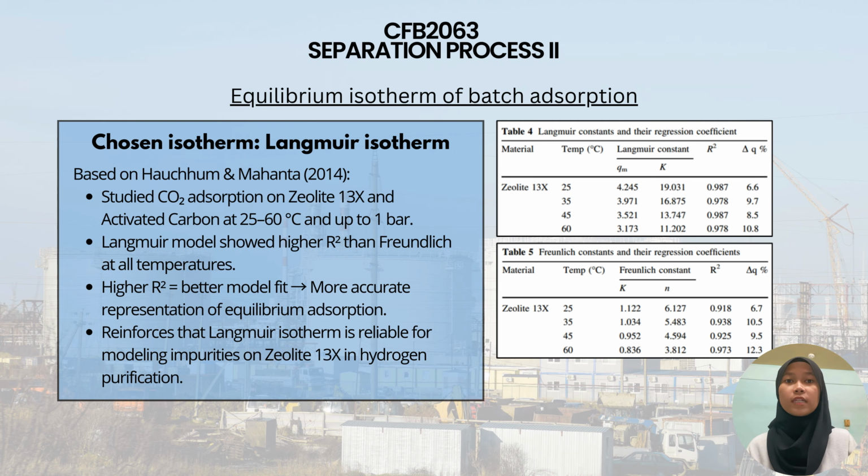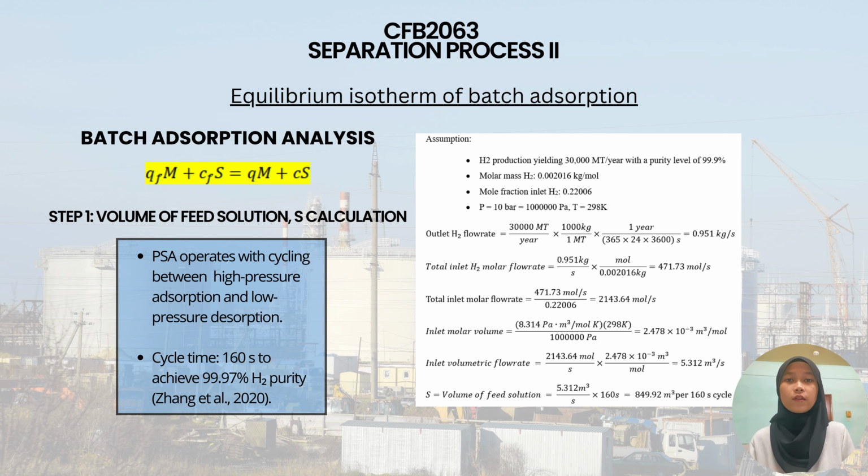This supports our use of the Langmuir isotherm for modeling impurity adsorption on zeolite 13X in hydrogen purification. Now, to find the mass of zeolite 13X needed in the process, we need to find all values to be substituted in the batch adsorption analysis formula. So, step 1 involves calculating the volume of feed solution.